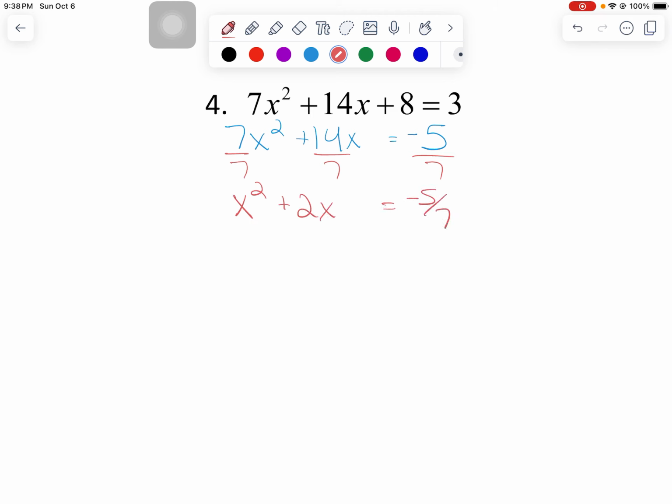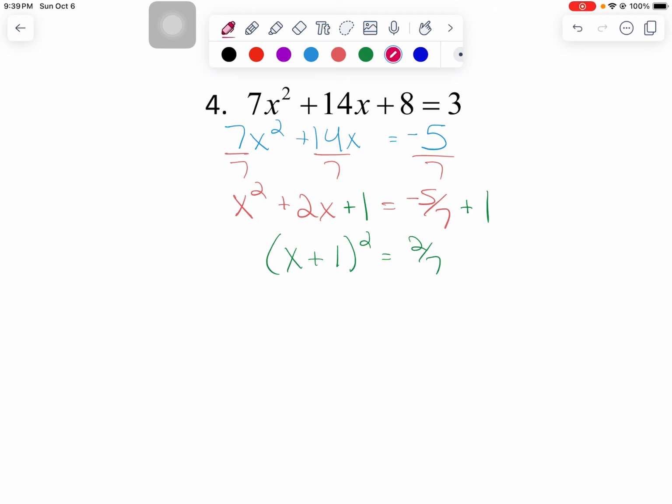So to fill in the blank spot, I am going to add 1. Half of 2 is 1. 1 squared is 1. Add 1 to the other side. So x plus 1 squared equals, conveniently off to the side here, I have a calculator on my table that I'm working on. So let's go ahead and do -5/7 plus 1. And I'm going to get 2/7 here.